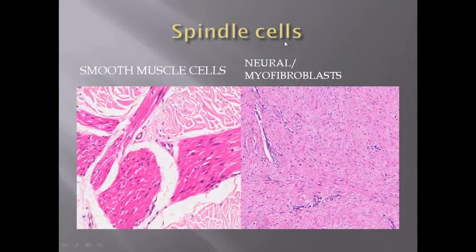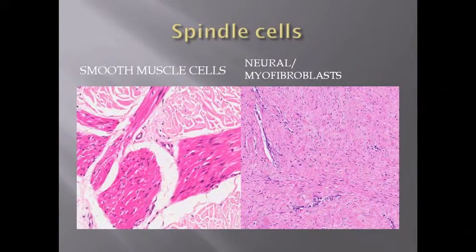As you can see on the screen, the 2 different types of spindle cells that we deal with are mainly the smooth muscle cells, where you have a lot of pink cytoplasm and blunt-ended short nuclei, and then the other major type of spindle cells are the ones with elongated and wavy nuclei. So for these cells, we broadly give the name as whether they are neural cells or myofibroblasts.